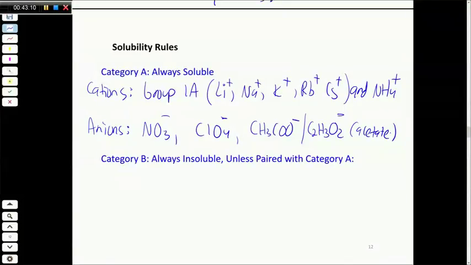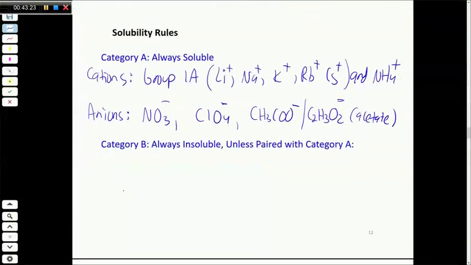So these three anions, nitrate, perchlorate, acetate, are always found in soluble ionic compounds. So if you can remember these ones, look for those first, because if one of the products has one of those anions or cations in it, it will be soluble and it won't be forming as a precipitate in that reaction. Okay? And then we have another category, which are cations and anions that always form insoluble compounds unless they're paired with one of the ones above. So these rules are also kind of a hierarchy in some sense. So if it has a cation or anion from category A, it will be soluble, no exceptions. And then for category B, if it has one of these cations or anions, it will be insoluble unless it's paired with a cation or anion from group A.